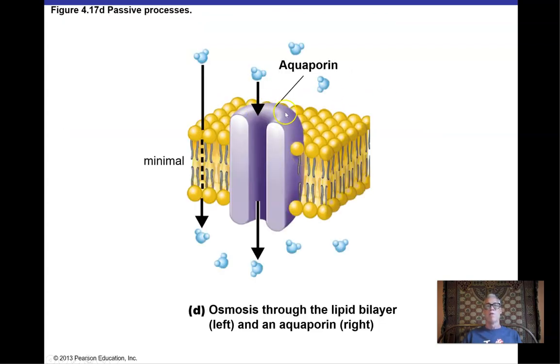So here's a little drawing of a lipid bilayer, a plasma membrane, and an aquaporin that allows water molecules to pass through freely when there's a difference in water concentration, because it's very, very difficult for water molecules to weasel their way through this. The inner part of the membrane is very lipid friendly.